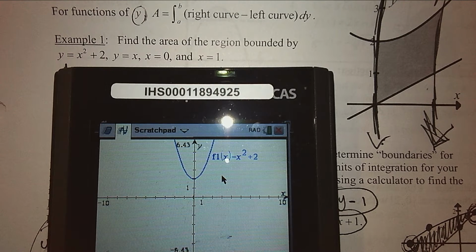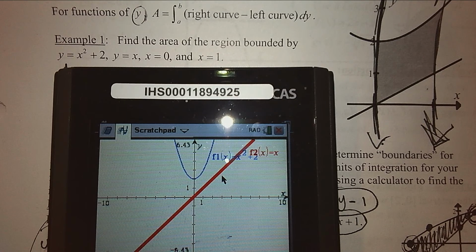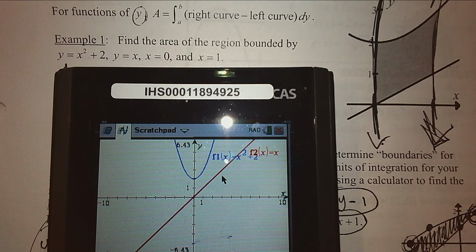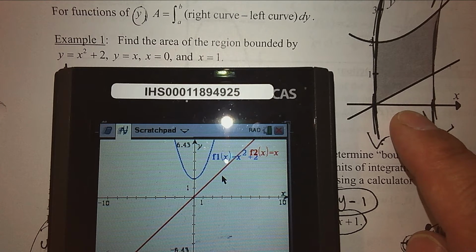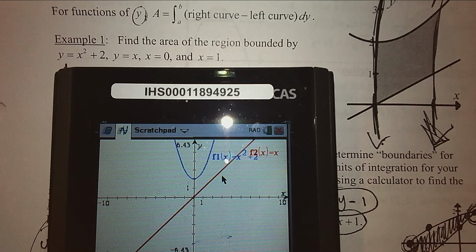I want another equation, so I'm going to press Tab again, and that gives me a second equation on the same graph, and this one's just y equals x. You can see that these two do not intersect, neither do they in our notes, but it doesn't matter. How do you find the area between the parabola and the line using our calculator?